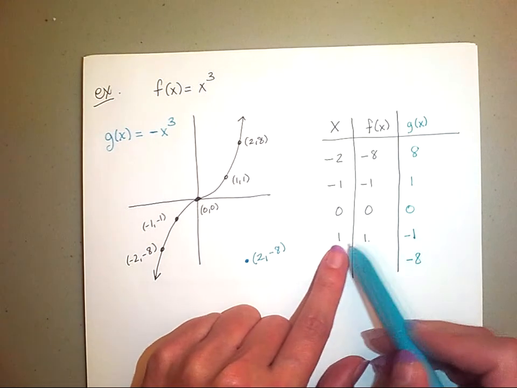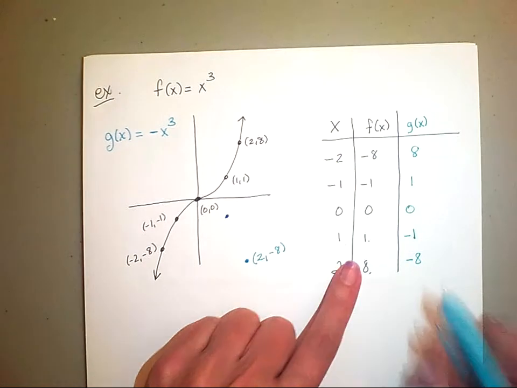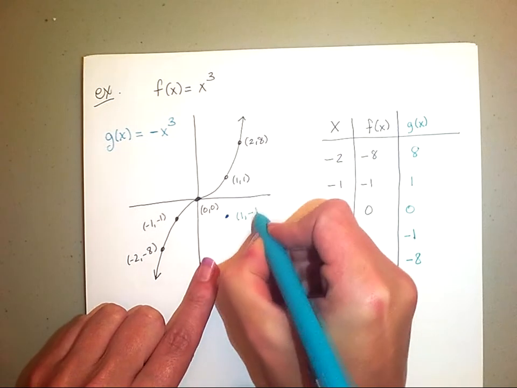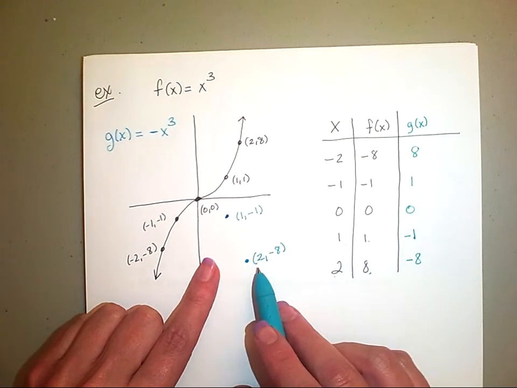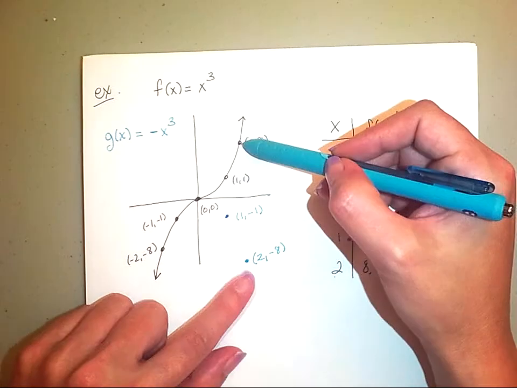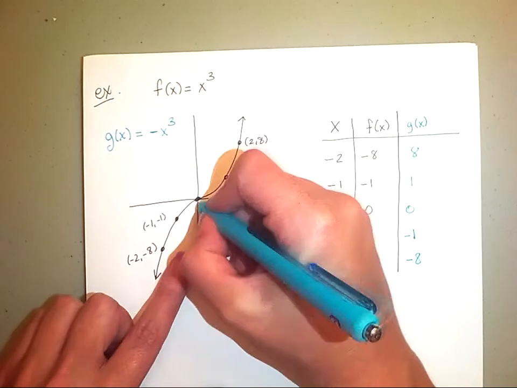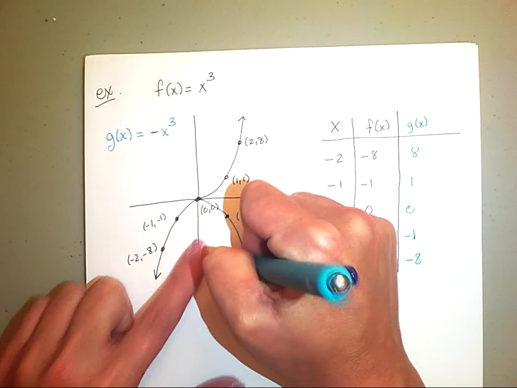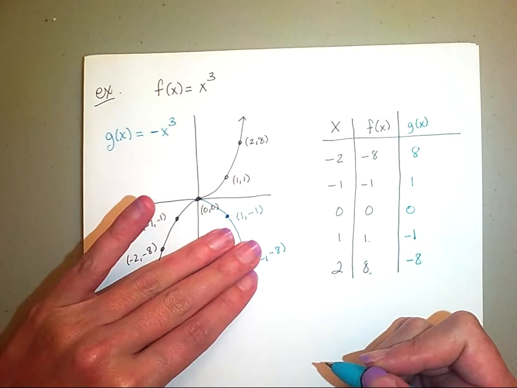At 1, instead of 1, 1, I have 1, negative 1, which will be here. At 0, 0, it'll stay the same. So for every value of y, I'm changing the sign. So this side of the function reflects over this.